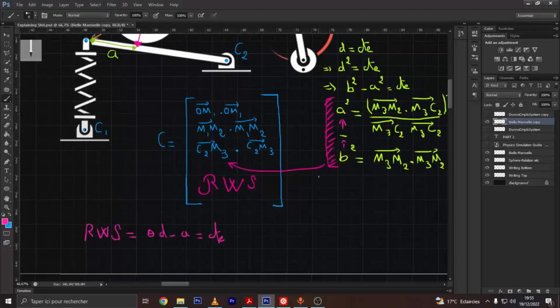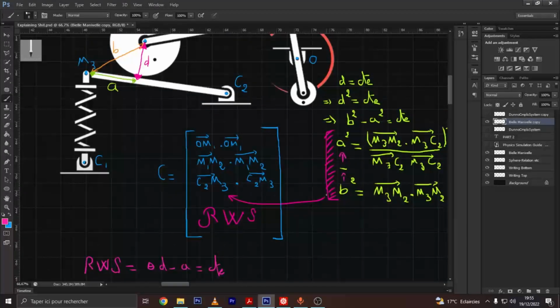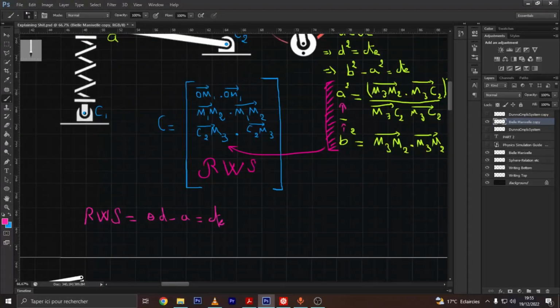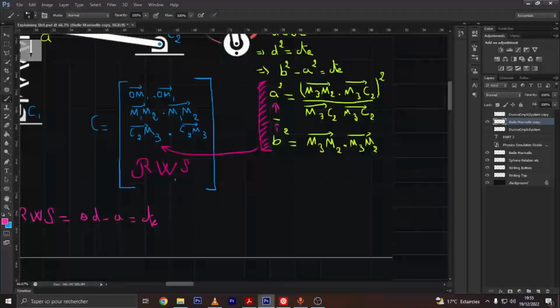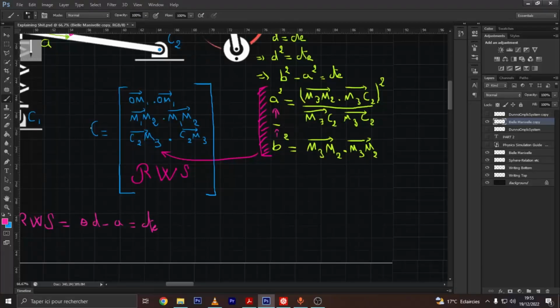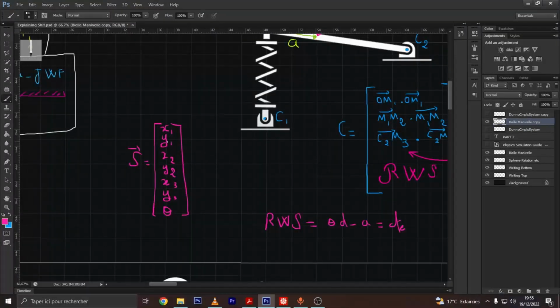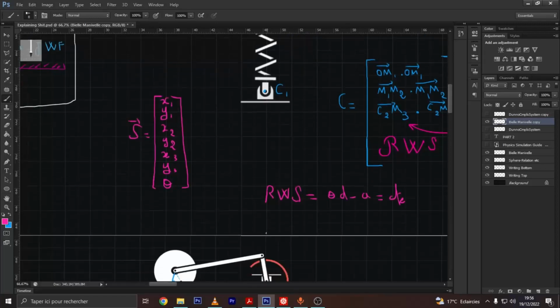Now we have d here. It's just the square root of b squared minus a squared, and a is just the square root of this. So yeah, it's really simple. We should add it to the rolling constraint. Now, when you set up the constraint, you can then derive the Jacobian. Of course, you derive with respect to x1, y1, x2, y2, x3, y3, and then theta. You don't forget that, because the Jacobian is the derivative of the constraints vector with respect to all the parameters present in the states vector.